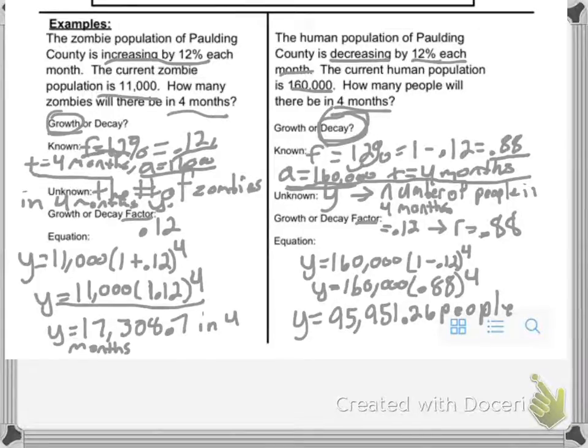Alright, equation. Y equals 160,000 times (1 minus 0.12). Notice we subtract because it's decay. And then I subtract them, I get 160,000 times 0.88 to the 4th power, and I get 95,951.26 people, which would just be 95,951, because it's people. Same thing here.